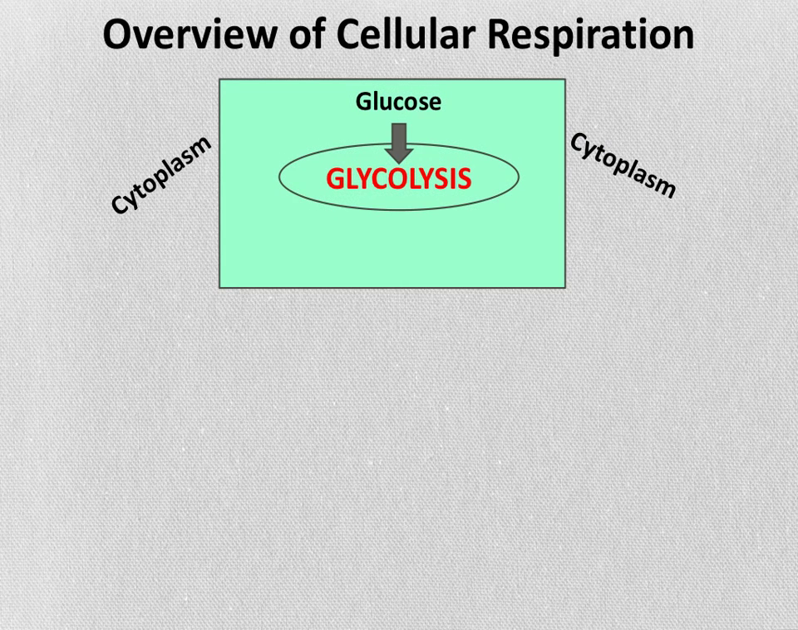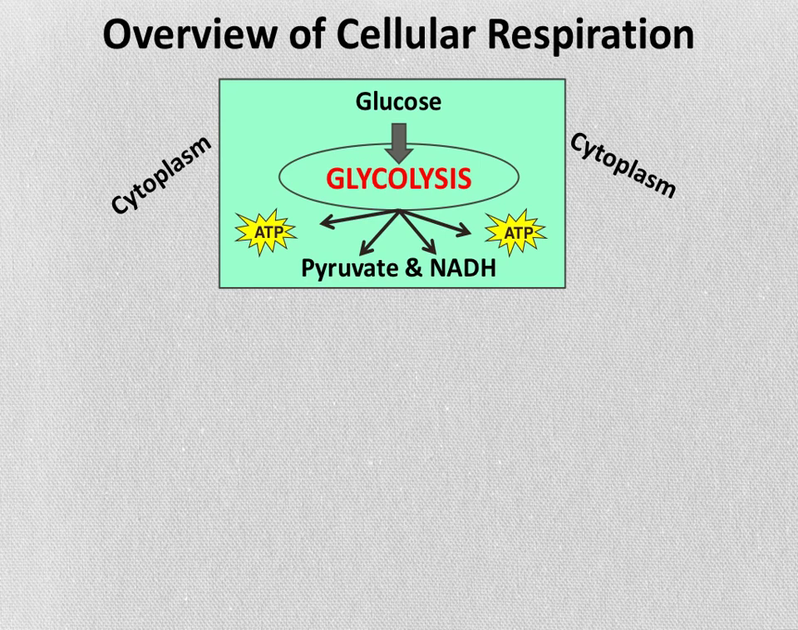Glycolysis occurs in the cytoplasm of our cells, and in doing so makes three main products. ATP, which is usable energy for the cell right off the bat. It also makes two molecules of pyruvate, also known as pyruvic acid, and two molecules of NADH. And if you remember, NADH is an electron carrier, which carries electrons and hydrogens to other places in the cell.